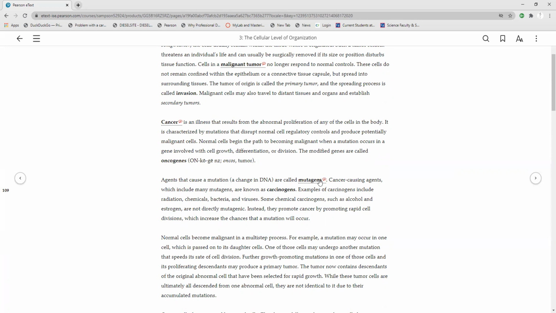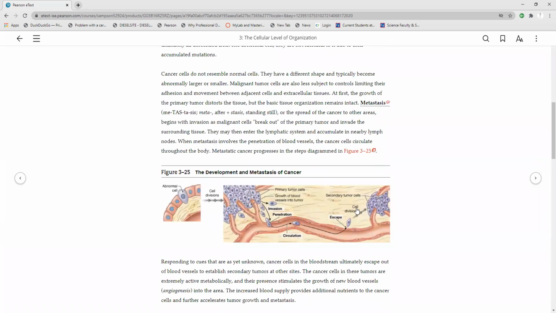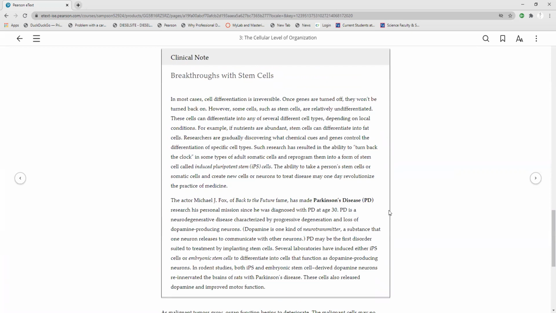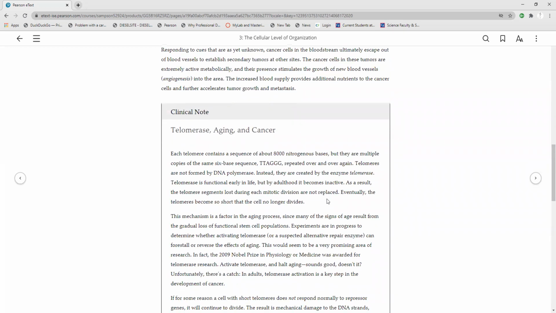Okay, so anyways, carcinogens are things that create cancers. Agents that cause mutations are called mutagens. And of course, that's metastasis, primary and secondary. I'll let you read the rest of that. Make sure you read these through: Breakthrough with Stem Cells, and Telomeres, Aging and Cancer, which is a great article.